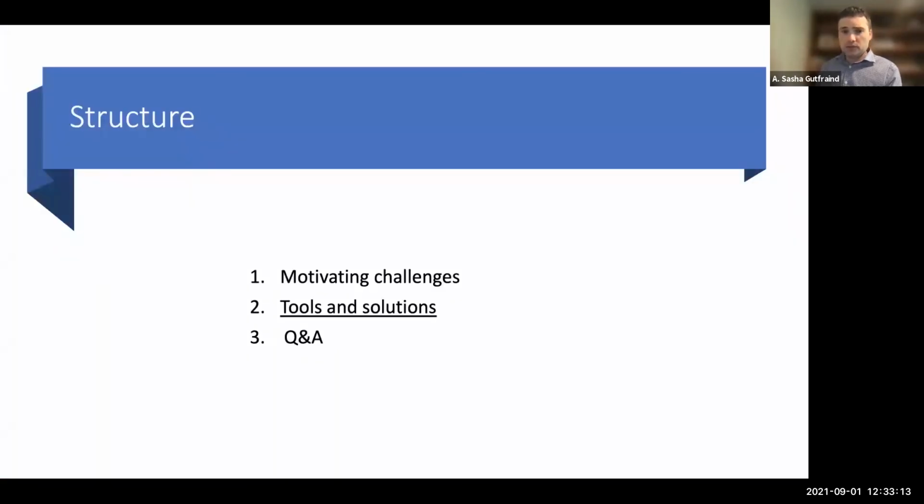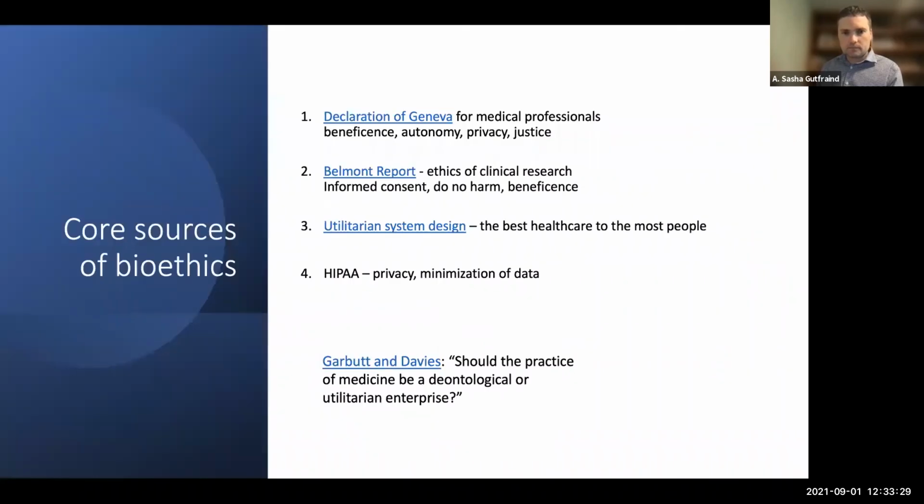So let me talk to you a little bit about the tools and solution. I would like to start by structuring this in the broadest way possible, by looking at biomedical ethics in general. Next slide, please. So what are the sources of biomedical ethics? If you wanted to build something that's maximally ethical, where do you need to look? Which books do you need to open?